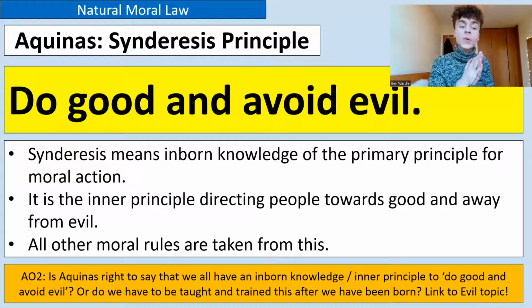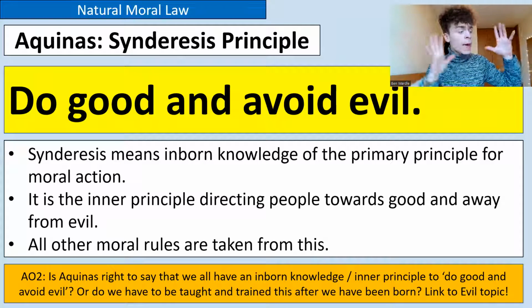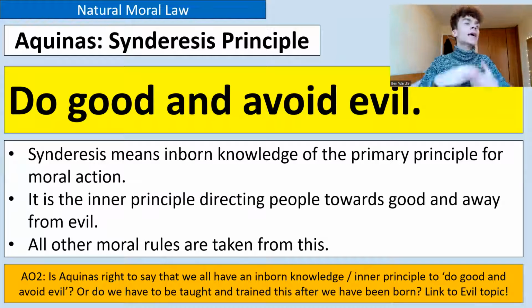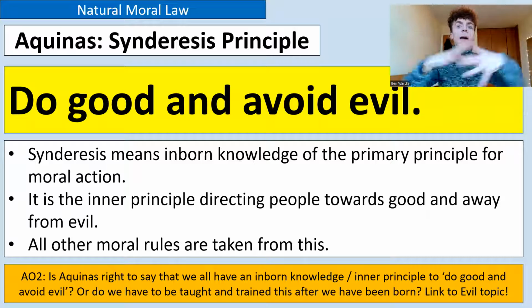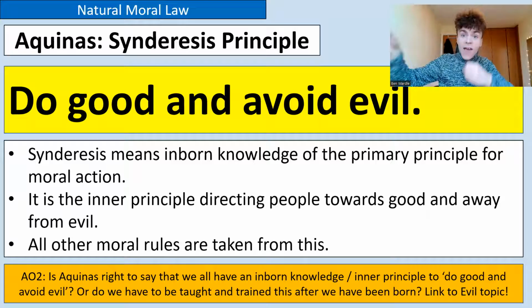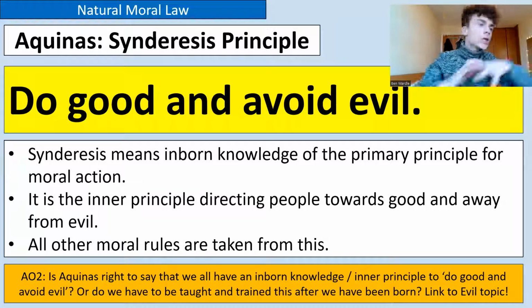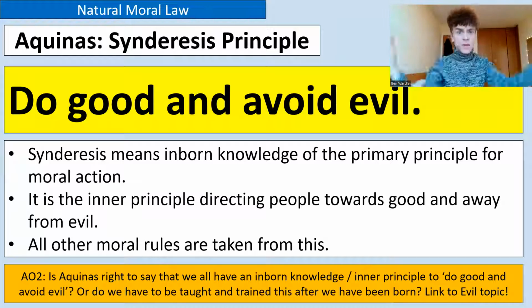And so I want to ask you a quick AO2 question, if I may. Is Aquinas right to say that we all have an inborn knowledge or an inner principle, you could say, to do good and avoid evil? Or do you think we might have been taught and trained this after we have been born? So, for example, John Locke, the empirical philosopher, said that we are all born tabula rasa. We are all born as a blank slate, and then we learn everything from people around us, from our parents, from school, from society. So do you actually think he's right?